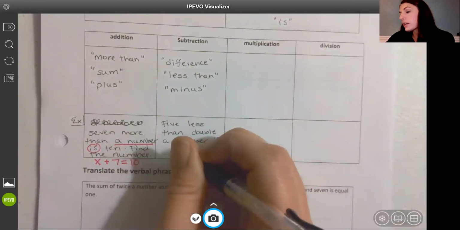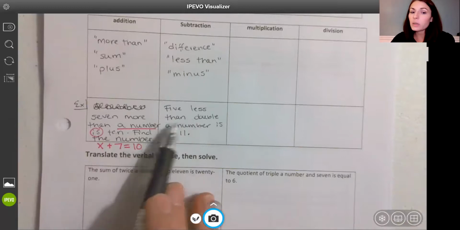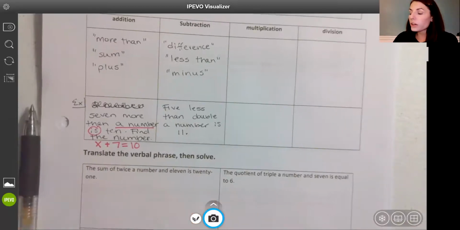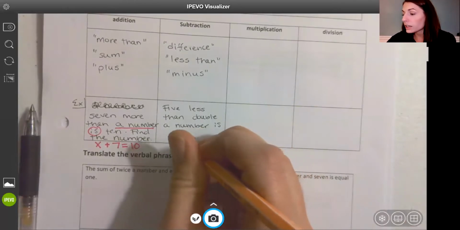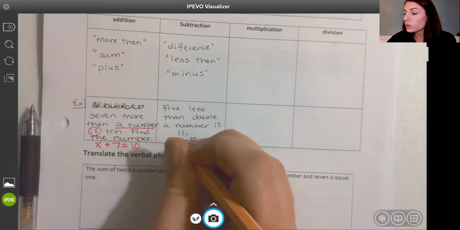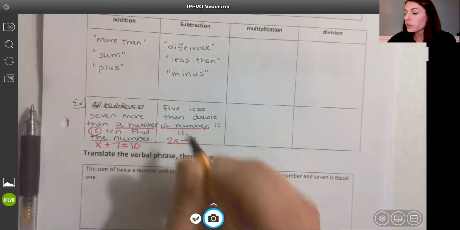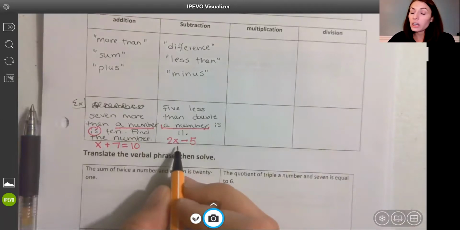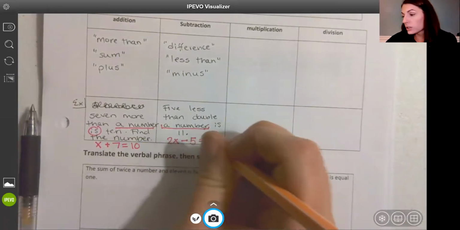is 11. Okay, so to set up this example, 5 less than double a number. Order matters here. So I have 5 less than double a number means I have 2x. Okay, that a number, that's our variable. Double a number would mean I have 2 of that number. And 5 less than that equals 11.